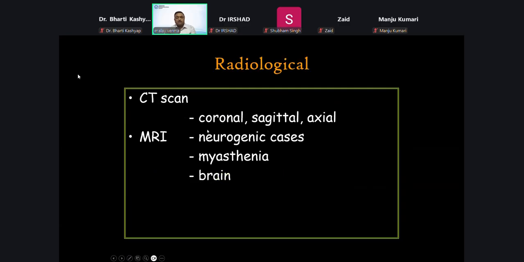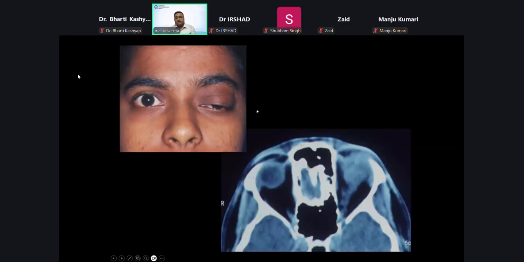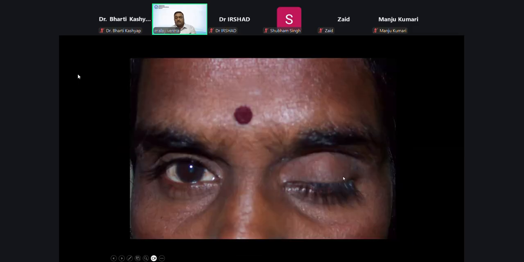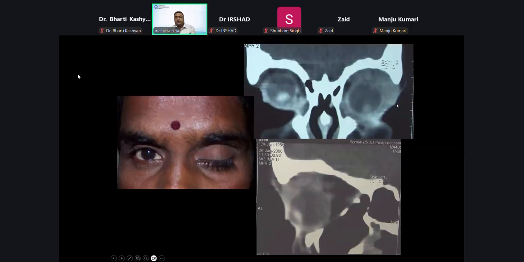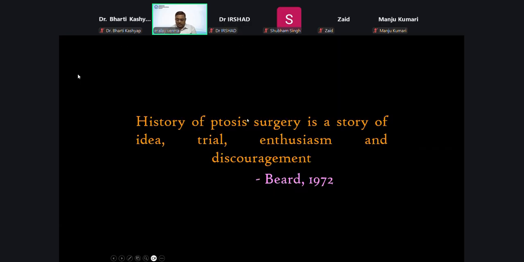CT scan for masses. In this case, you see there is a mass infiltrating the superior rectus and LPS complex. That is why ptosis is there. Another case, severe ptosis, but you see the mass which is present on the superior orbit. That brings me to the end of the topic.